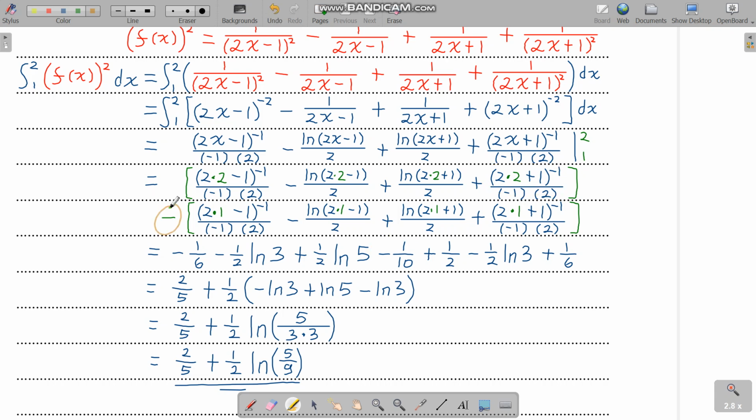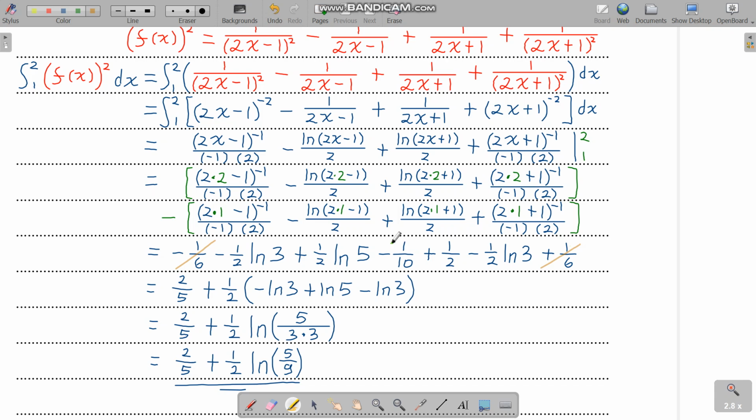And remember, there's a minus times this here, so we get minus times this, we get plus 1/2, and minus times minus this, well, ln 1 is 0, so this term goes to 0, and the next term is minus times this, so we have minus 1/2 ln 3 from here, and minus times this one, using a calculator, we get plus 1 over 6. Okay, now we cancel out and simplify.